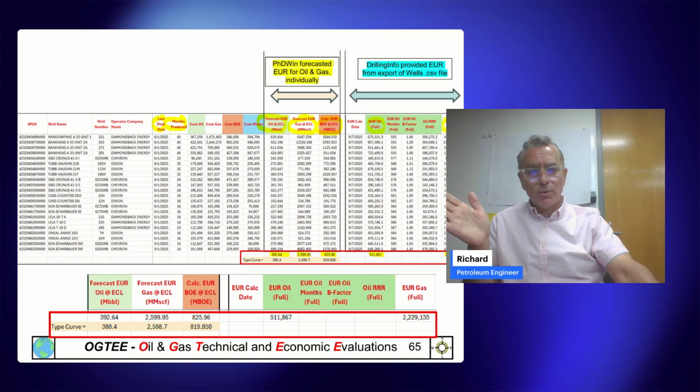Now, all I'll point out is that this is an EUR based on that effective date, but the average comes out to approximately 511,000 barrels and 2.2 BCF of gas, versus what's done on an individual basis. I'm just showing that for you to keep in mind that the variations can be quite substantial, and one needs to take that into consideration.